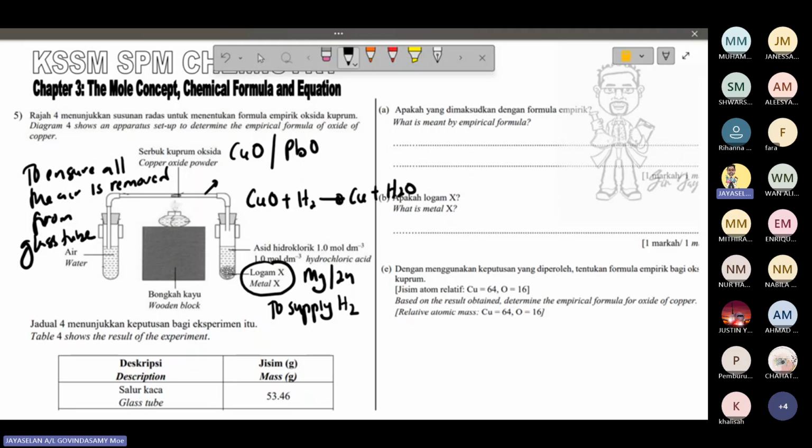So these are the questions that will come out. Why does the hot copper need to be cooled in a stream of hydrogen gas? To prevent the oxygen from the air from oxidizing the hot copper into copper(II) oxide. That's all. Any questions?